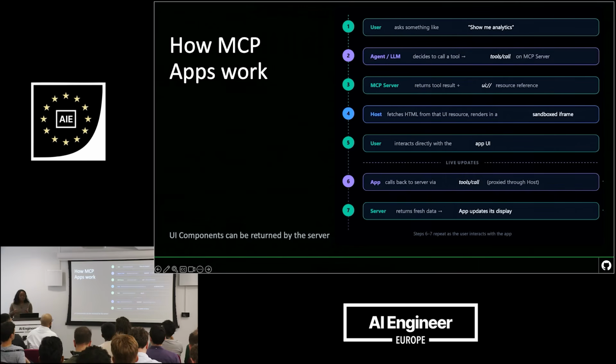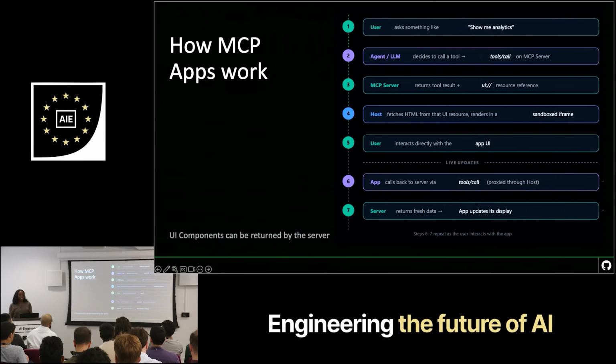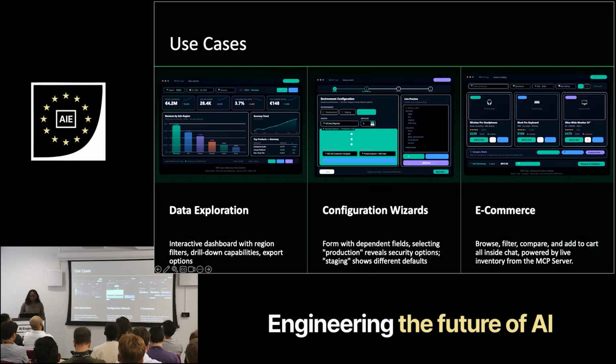And then the host is going to render the app inside a sandboxed iframe. So the user at that point is able to interact with the iframe in the host, and there's really a nice separation there between the two. And then the app can call back to the server back and forth so that you have this live interaction experience. And then the server can return fresh data, and the app will update as well.